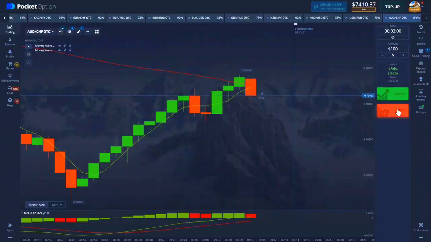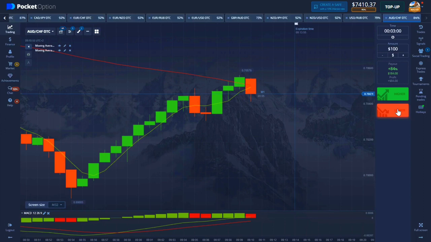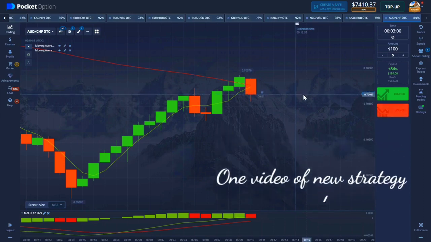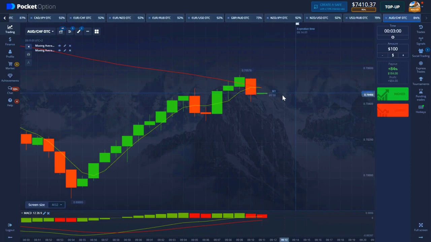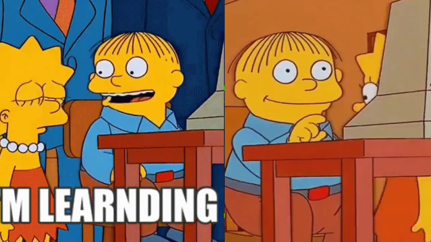So we will cover all the candle details gradually. For this we need a few days' time. In a week we will see one video of a new strategy and one video of a basic concept, so that you will also get a new strategy and your basic concept will also be learned. In this way you will have a lot of fun learning and you will also become a perfect trader.